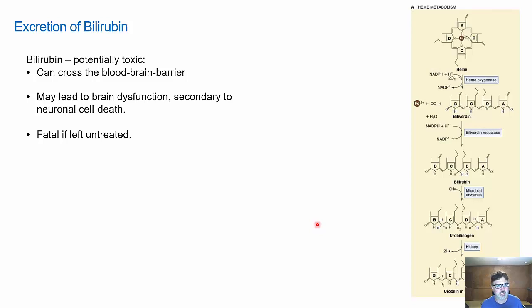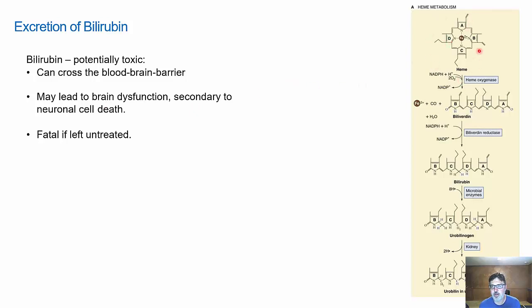The reason why this is important is that bilirubin can be potentially toxic. If it's unconjugated, it can cross the blood-brain barrier, which can then lead to neuronal cell death, followed by brain dysfunction. If left untreated, it can actually be fatal. So we do want to make sure we keep our bilirubin levels low. And this just follows the heme metabolism.